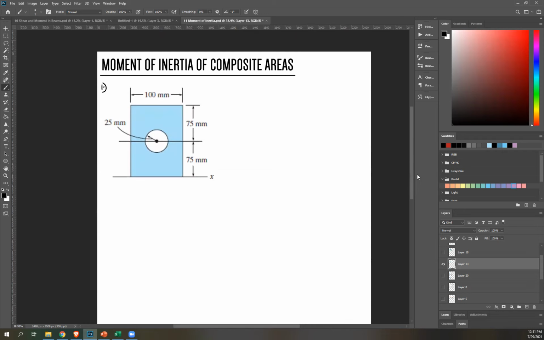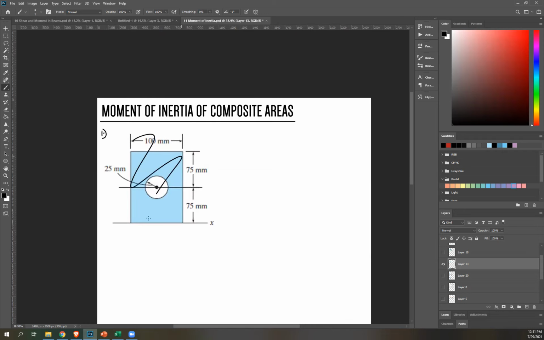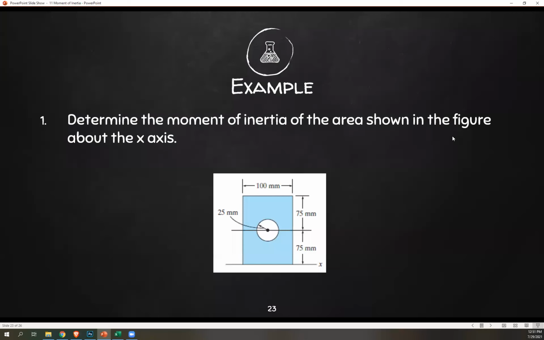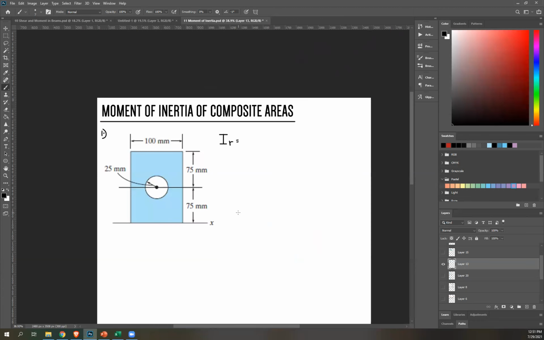Our total shape here is a rectangle. So let's take the moment of inertia of the rectangle about the x-axis shown. The x-axis is here, the base. You know the moment of inertia of a rectangle about the base, right? It's bh cubed over 3.